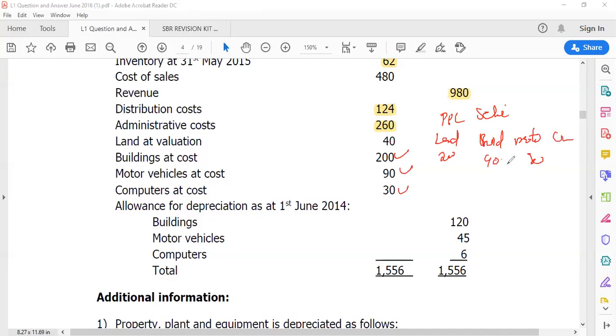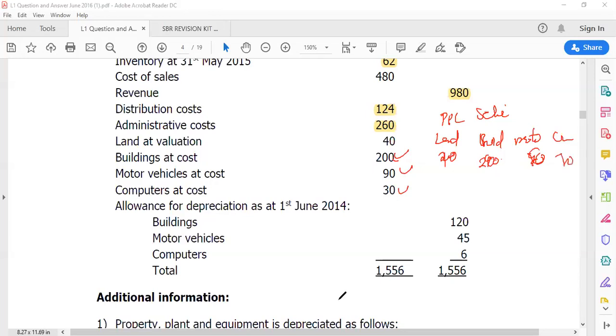No, this one is land, building 200, land 40. Oh, sorry, land was 40. And then the building was 200. And then this other guy was how much? 90. And then this one was 30.